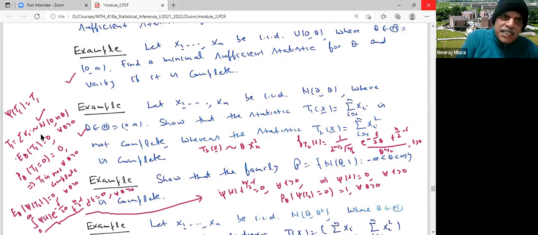But what is the probability that T1 is 0? What is the probability that psi T1 is 0? Psi T1 is T1. So what is the probability T1 is equal to 0? T1 is a continuous random variable. It is a normal. The probability that it takes a fixed value would be 0.